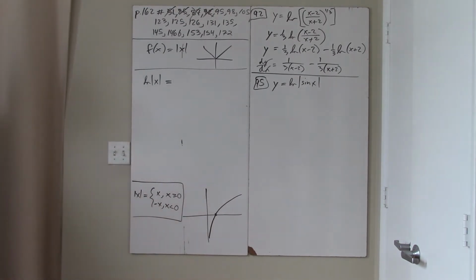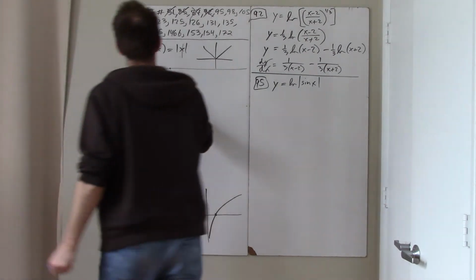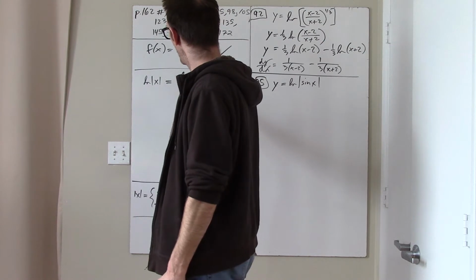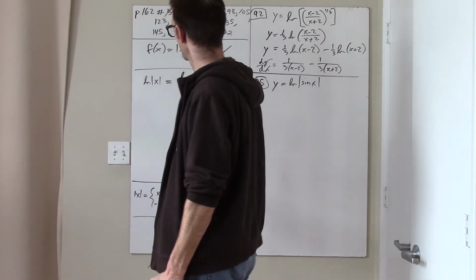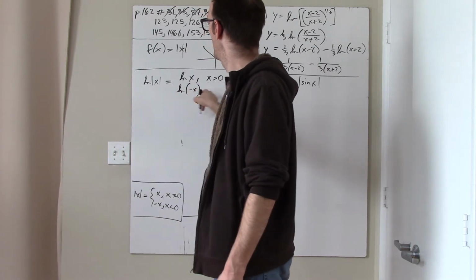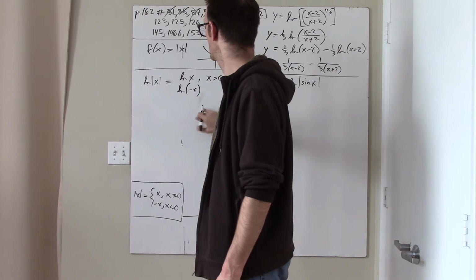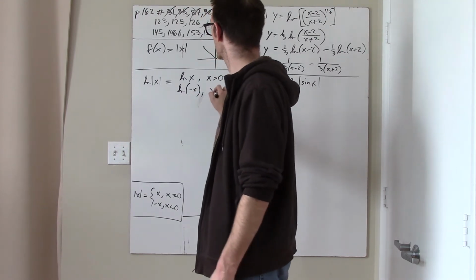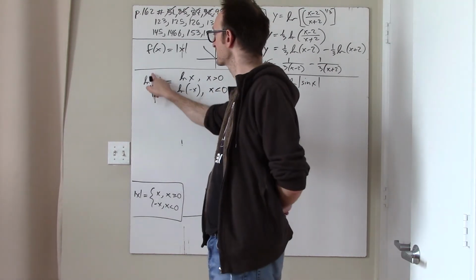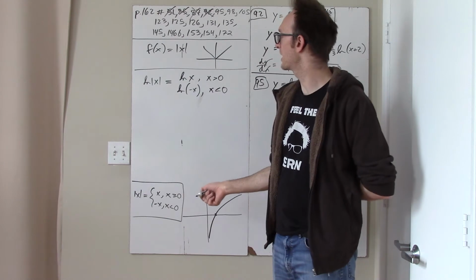So if I want to analyze ln of the absolute value of x, then I just do it in cases. This is ln of x if x is positive, because that's just the definition, and if x is negative, then it's just ln of negative x. Okay, so we see that the ln of the absolute value of x function is kind of like an extension of the natural log function.